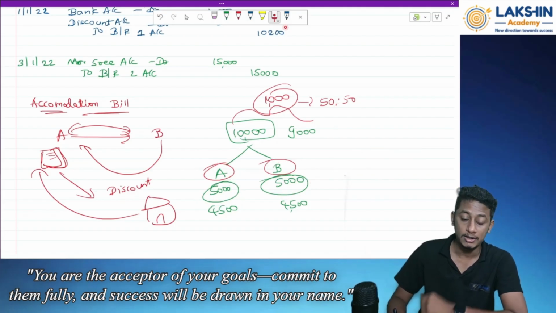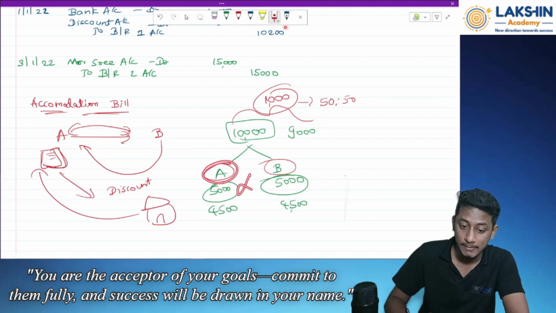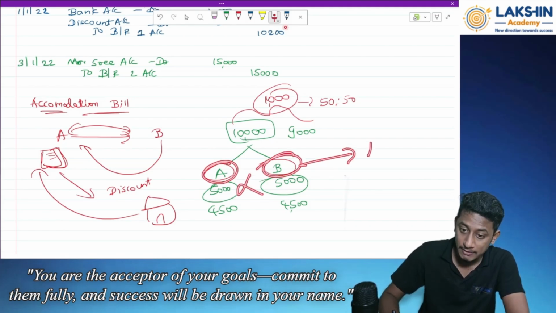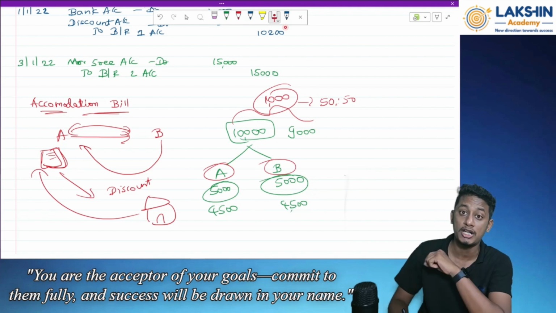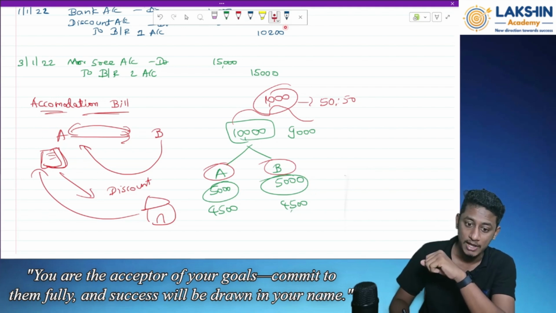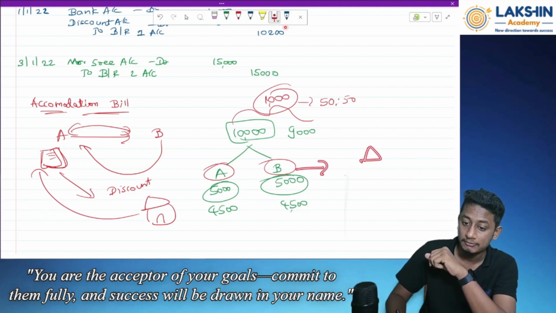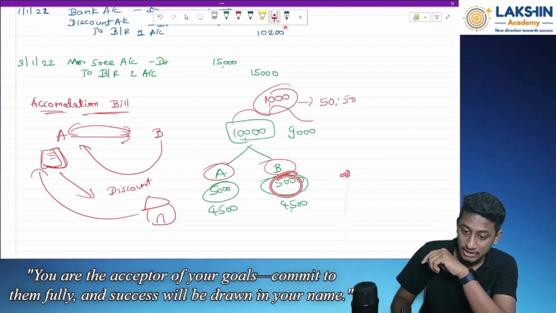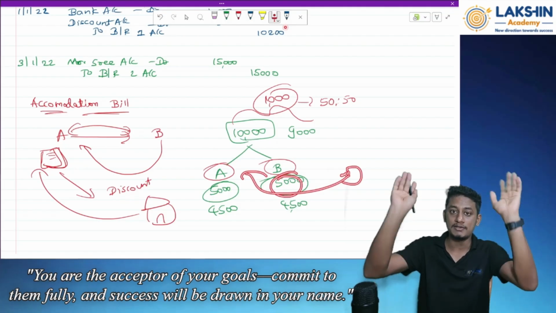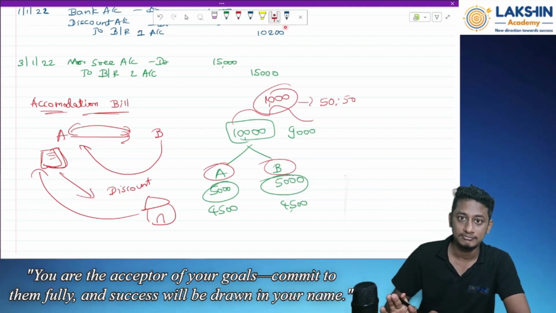Clear? But let us say Mr. A does not remit his money. What is Mr. B supposed to do now? Mr. B will pay the bank by himself, and again draw a new bill on Mr. A. And this time, in order to recover the money, Mr. B again goes to the bank, discounts the bill, and gives some part of the discounted amount to Mr. A. At the end of the day, Mr. A becomes insolvent. This is what happens.